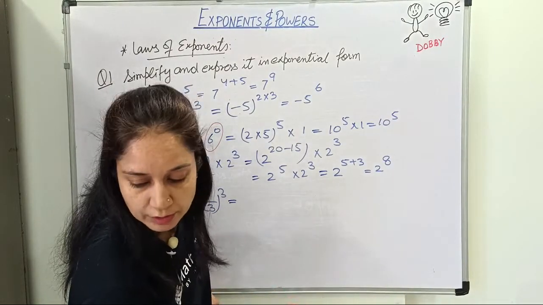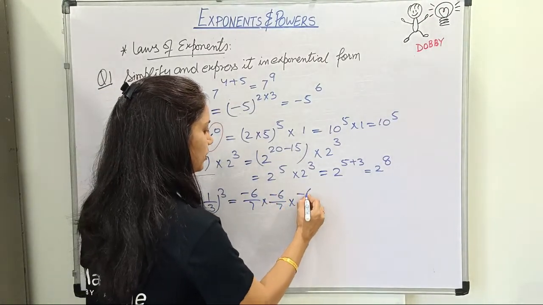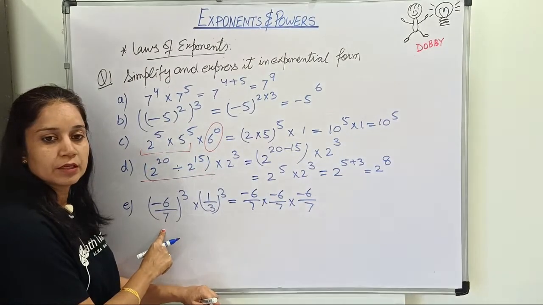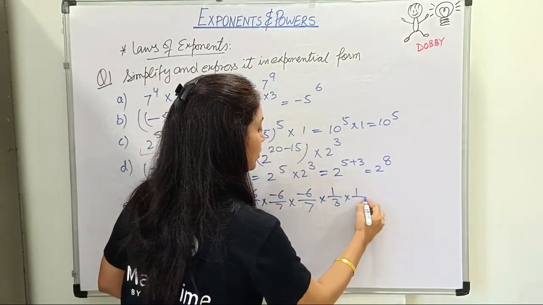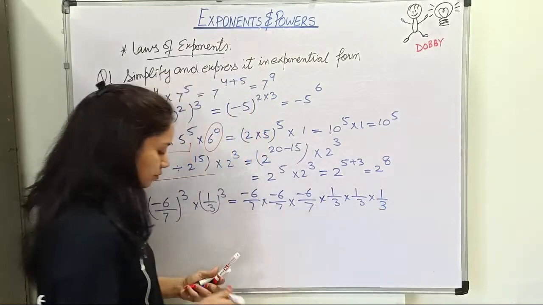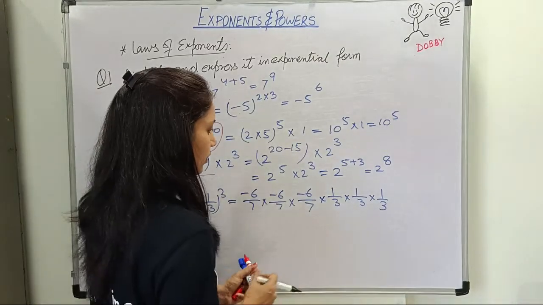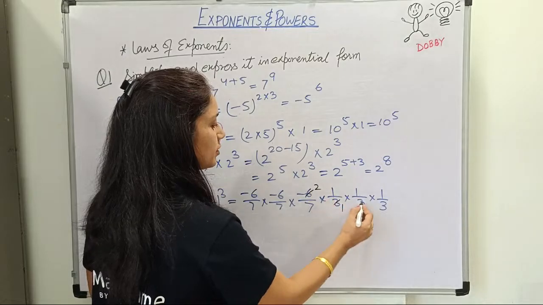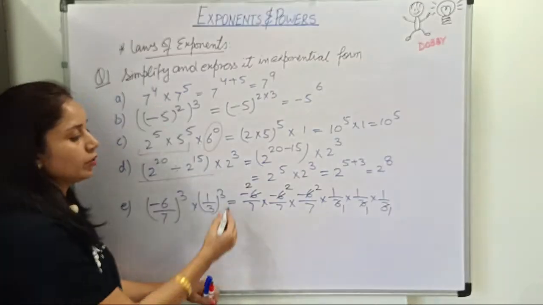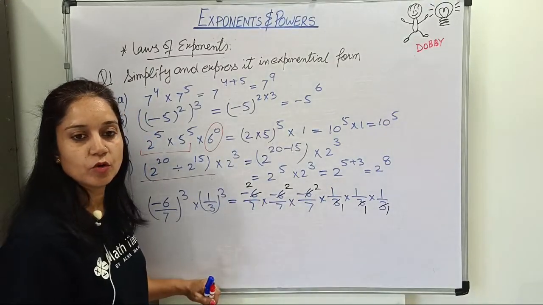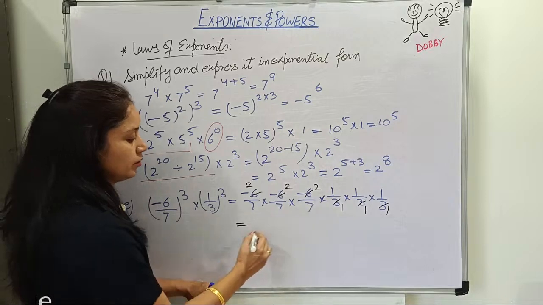Kshitij has tried to solve. Let us see, Kshitij. Minus 6 upon 7 multiply minus 6 upon 7 multiply minus 6 upon 7, 3 times. Next is 1 upon 3, 3 times. 1 upon 3 multiply 1 upon 3 multiply 1 upon 3. Now let us do cuttings. 3 ones are 3, 3 twos are 6. Now numerator is having 2 and denominator is having 7. No more further cuttings possible. So let us write the final answer.